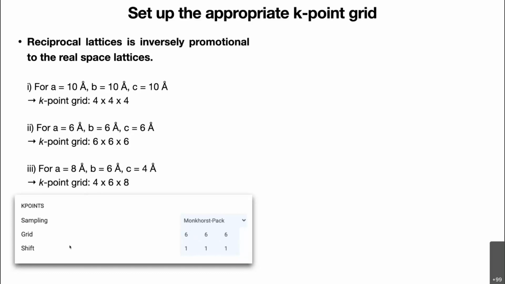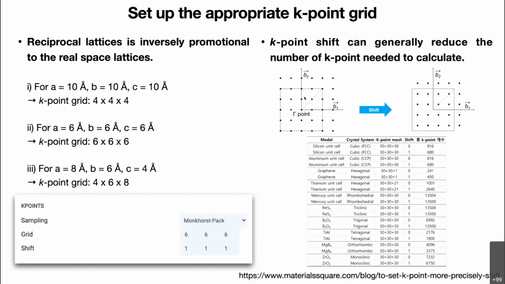Also, there is an interesting option which is a shift. Using this shift option, we normally get fewer K points that we need to calculate. Except for the hexagonal and the other lattices like triclinic and trigonal, this shift option reduces the number of K points we need to calculate. Our virtual lab people already did some benchmark work for us. So normally, except the hexagonal and these, you just put the 1 here.